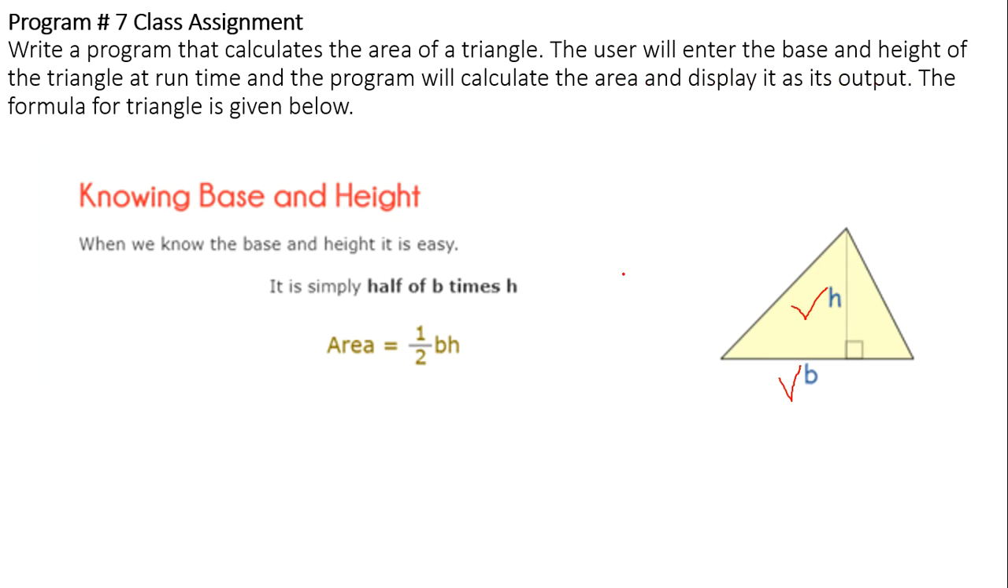And I have mentioned the formula for the triangle, that is area is equal to half base into height. It means that base and height are multiplied and they are divided by 2. It means half of b times h, or base and height will be multiplied and the whole multiplication is divided by 2. That is the area of the triangle. So this is the class assignment. In the next lecture we will solve this assignment, but try to solve it yourself and get the help from program number 6.